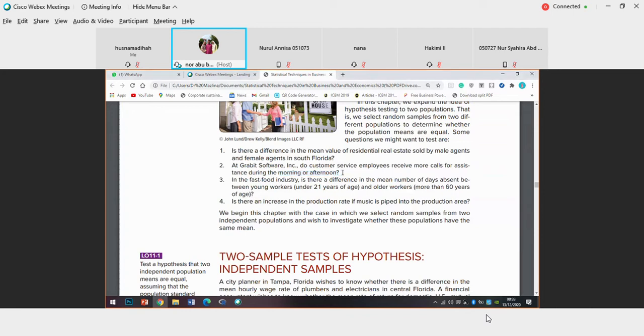Is it important? Is it important for your company, if you were the manager at Grabit software? Supaya dapat bahagikan shift, bahagikan assistant. Yeah, okay. Thank you, Anissa.